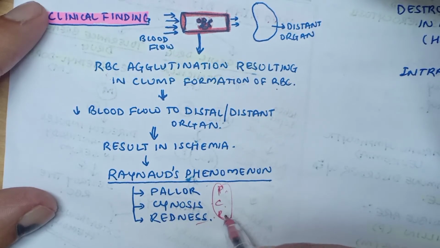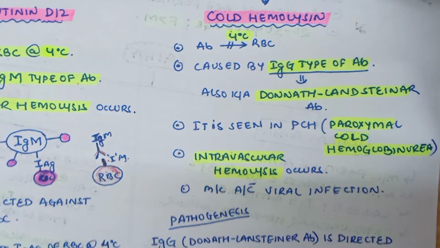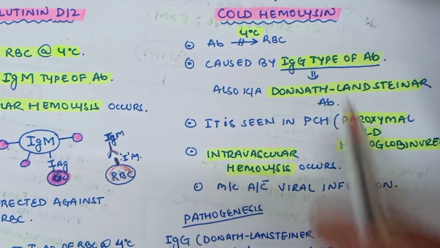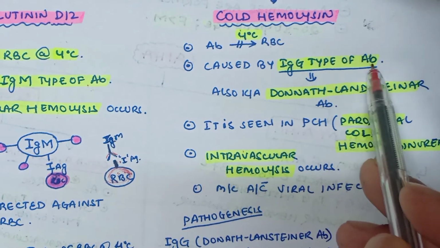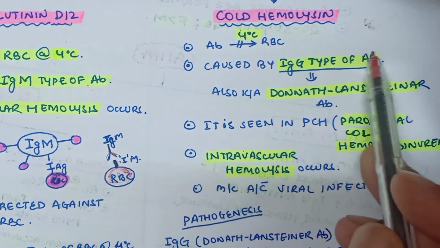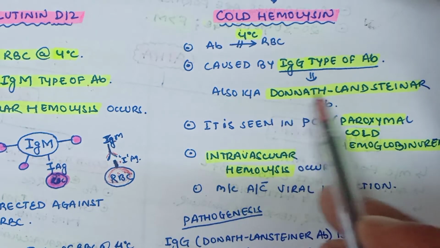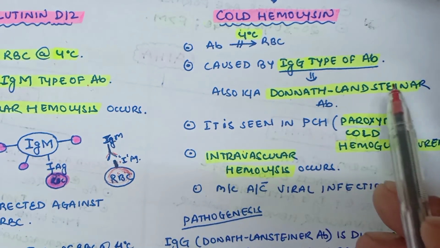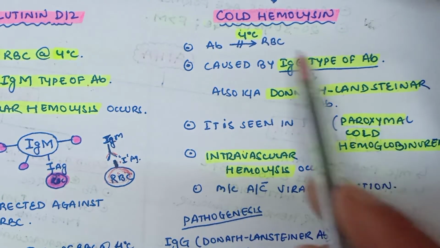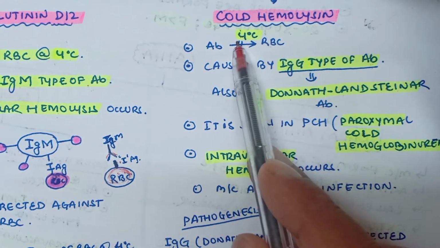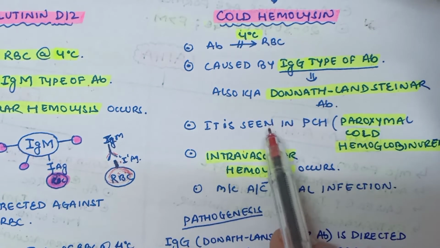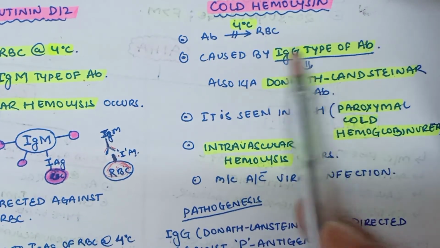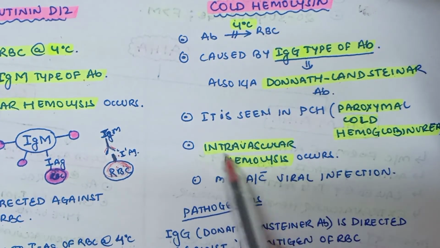Now we are going to talk about cold hemolysin. So cold hemolysin is caused by IgG type of antibody. This IgG type of antibody is also known as Donath-Landsteiner antibody, and this antibody will react with RBC at 4 degrees centigrade. And this cold hemolysin is seen in paroxysmal cold hemoglobinuria, and this will result in intravascular hemolysis.